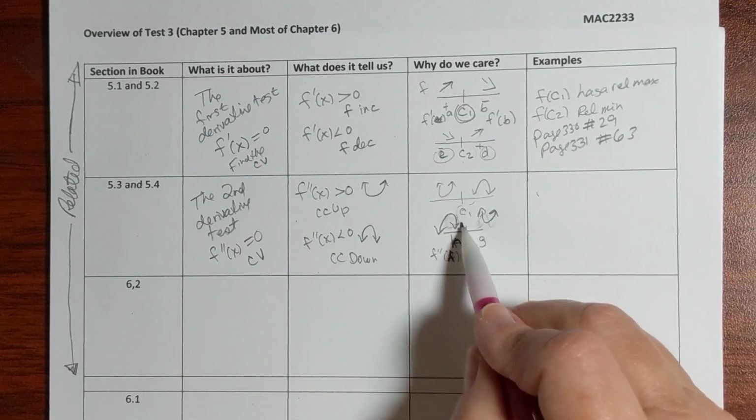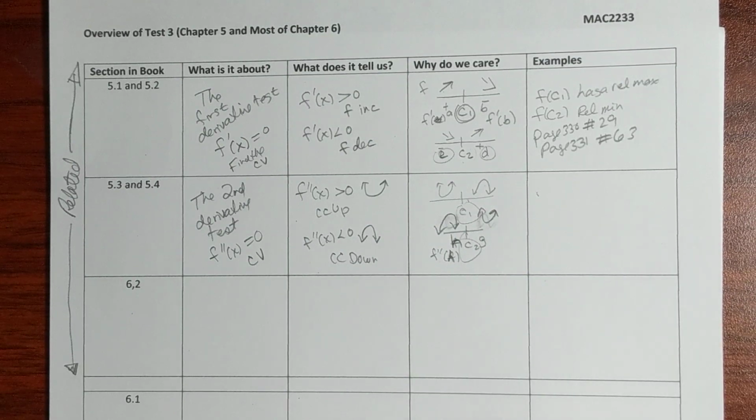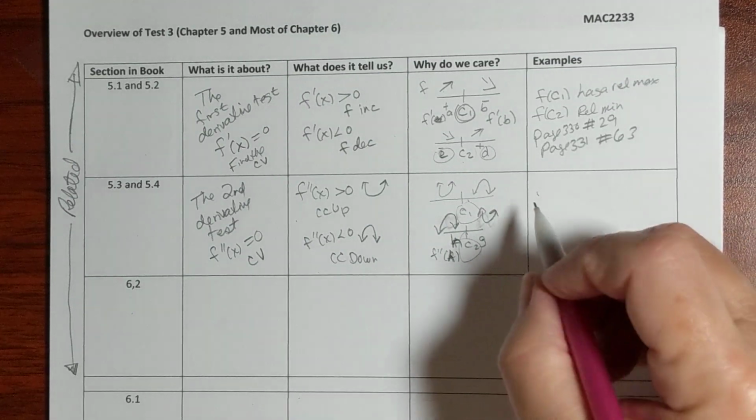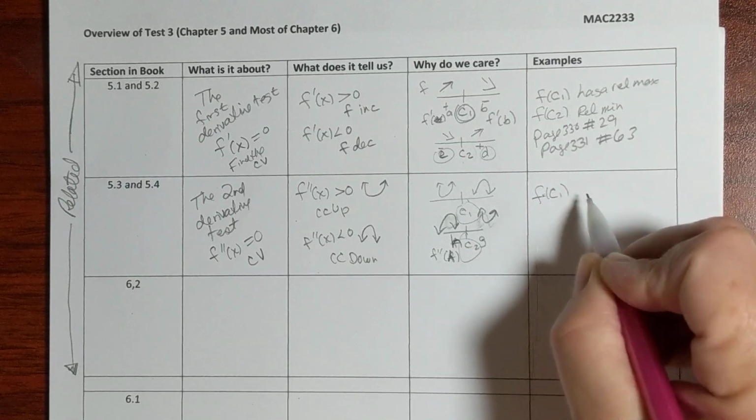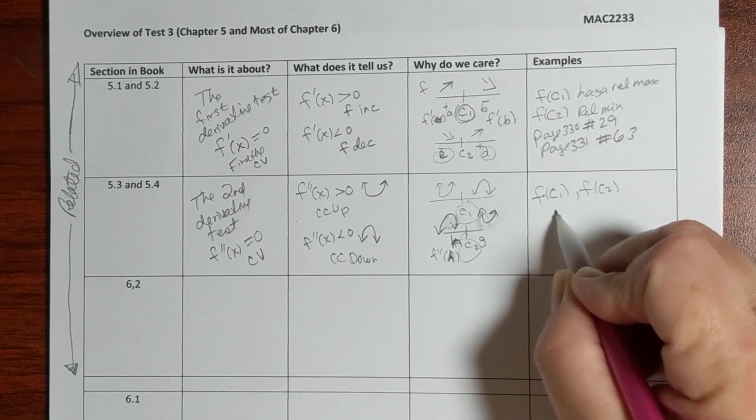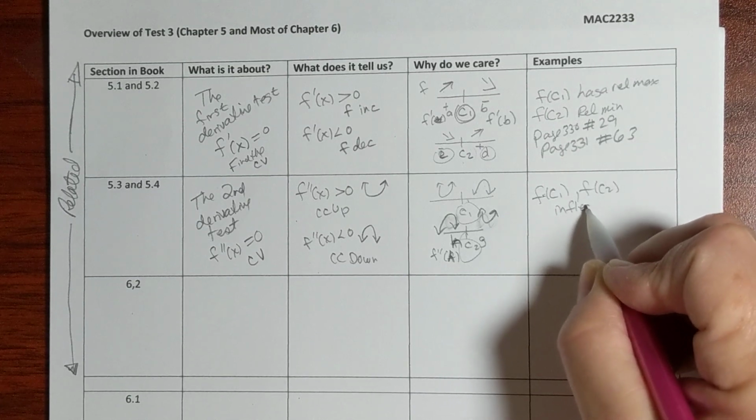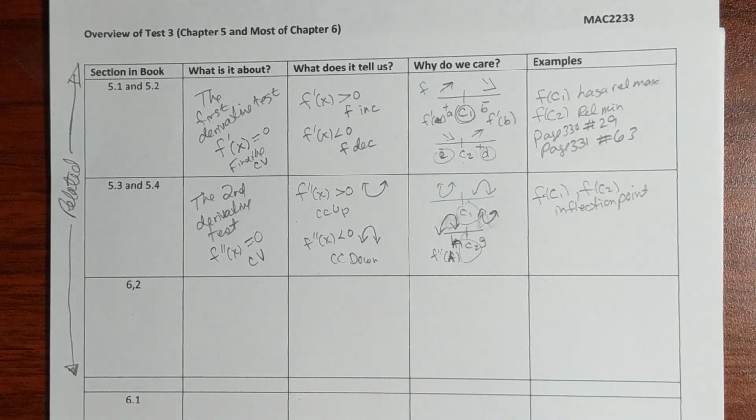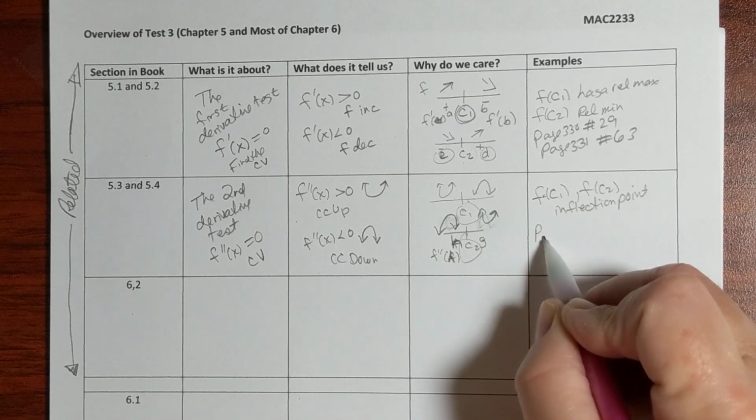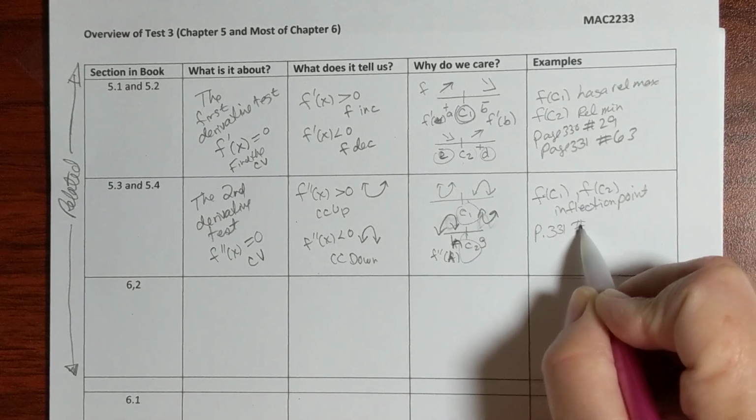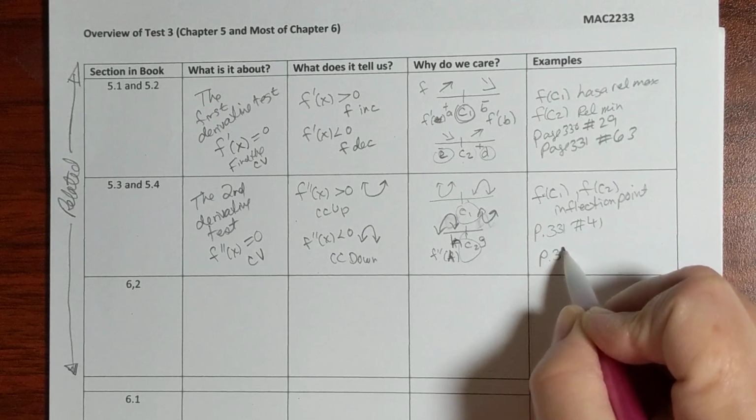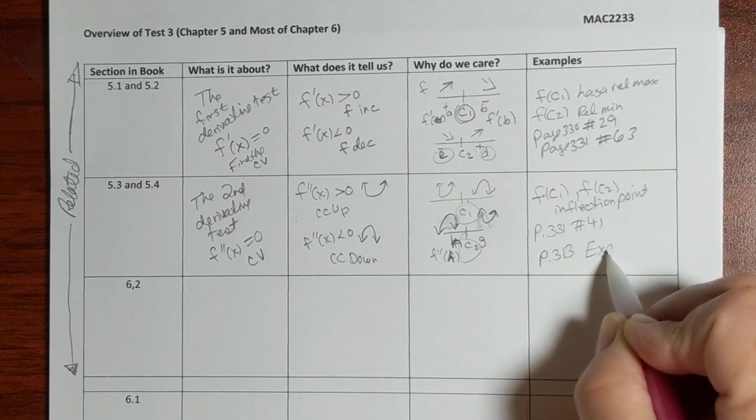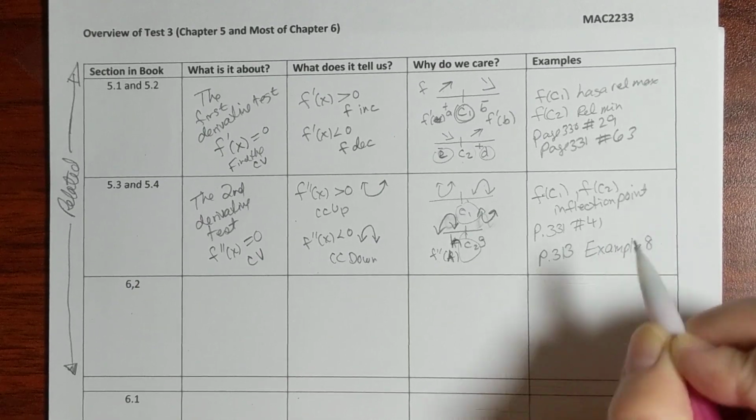We have something called an inflection point happening at that critical value. That's what that would be, an inflection point. So we'd say f of C1 or f of C2 is an inflection point. And that is significant because it takes note of a change in the rate of increase or the change in the rate of decrease of a function. The examples we'll look at: first one's on page 331, number 41. The second one's on page 313, example 8.